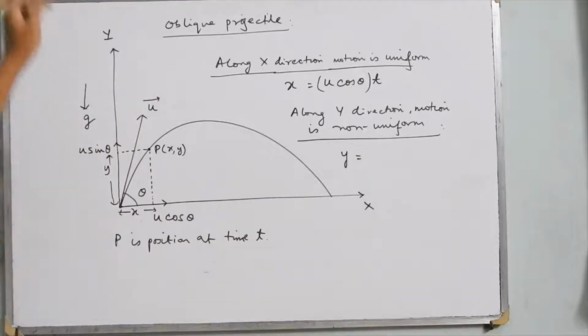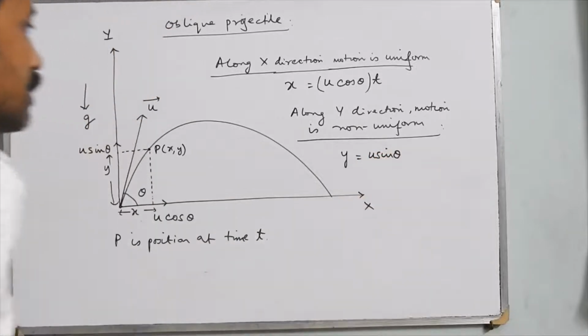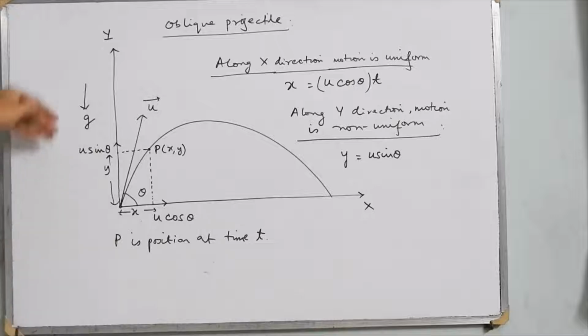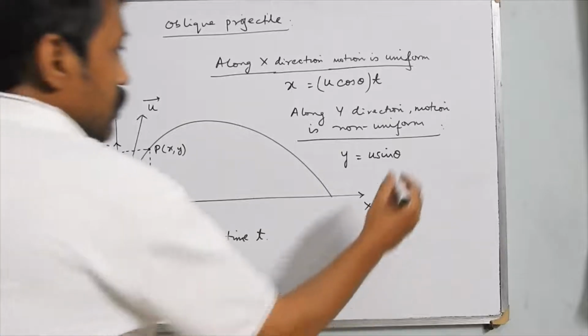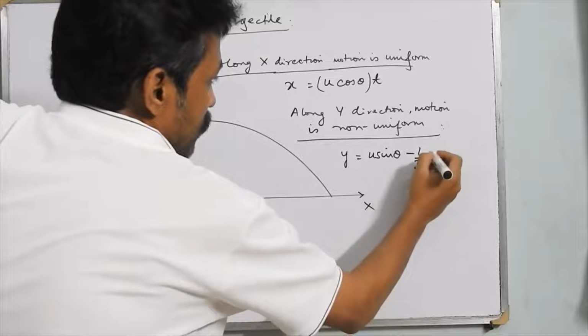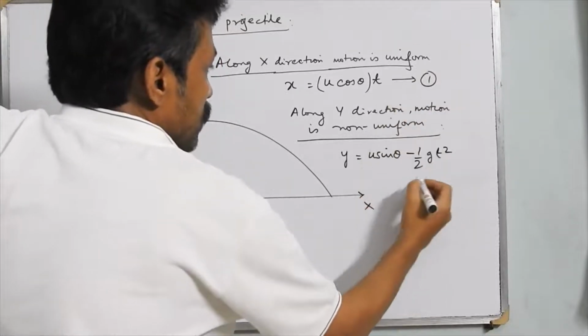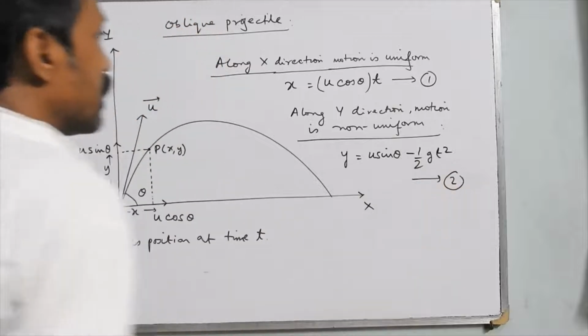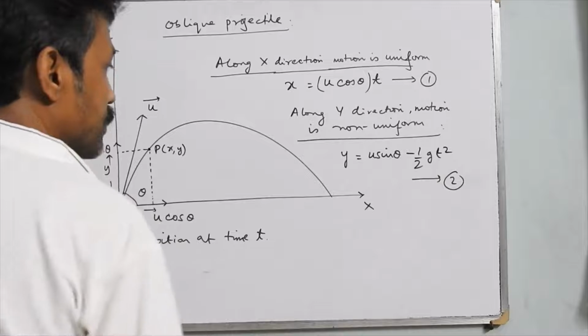Velocity along the vertically upward direction is u sin theta, because acceleration due to gravity is acting opposite to the direction of motion. So it will produce a retardation, and so it will be minus half gt square. So from equation 1 and equation 2, we will replace time in this equation.